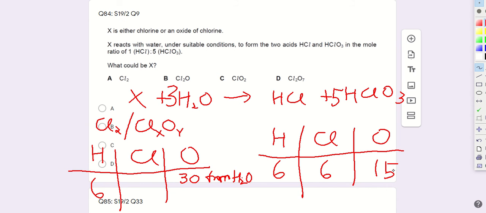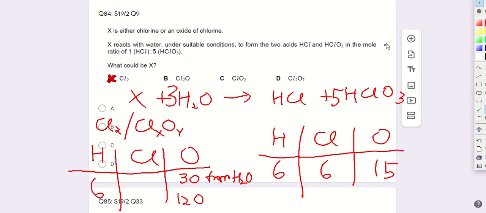So that means 15 minus 3, I need another 12 oxygen. This 12 oxygen can only come from X. So X must be an oxide of chlorine, not chlorine. That rules out answer A. So we know X is not chlorine. X must be an oxide.